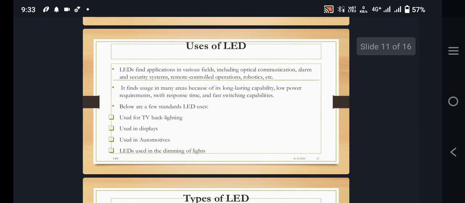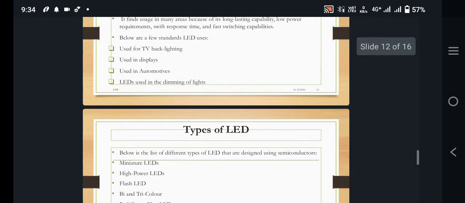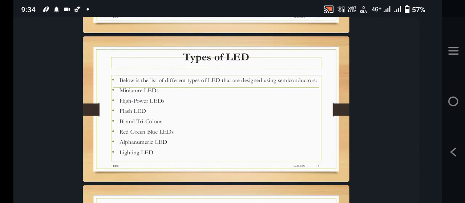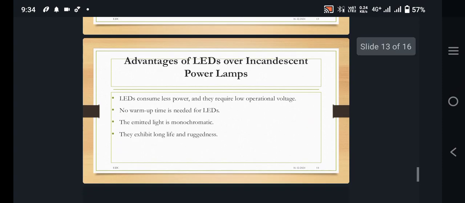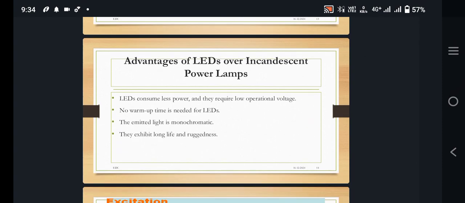Uses of LED. Used in TV backlighting, used in displays, used in automotives, and used in dimming of lights. Types of LED. Miniature LED, high power LED, flash LED, bi and tricolor LEDs are also available. Red, green, blue LEDs available. Alphanumeric LED, lighting LED.